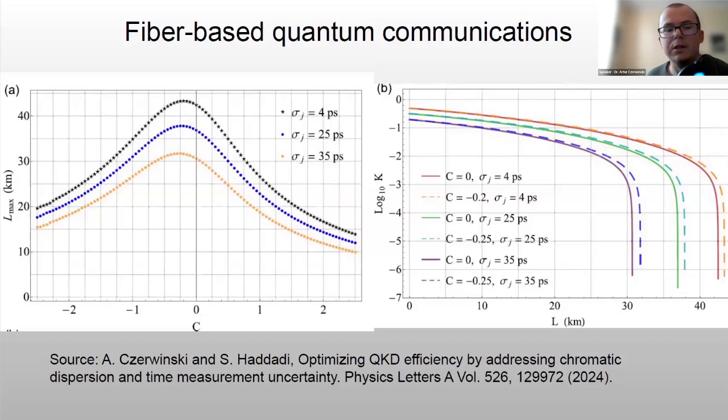On the left-hand side, we plotted the maximum distance for secure quantum communication versus this capital C parameter. And what we found out was that this plot has a clear maximum. So there is a specific value of C that maximizes the distance for secret communication. Then we took this particular value, which as you can see is slightly negative because this maximum is shifted a little bit to the left from 0. And we computed again, for this optimal value, the secret key rate. It's represented by this dashed line on the right-hand side figure. And we can clearly see improvement in quantum communications if we select this optimal value.